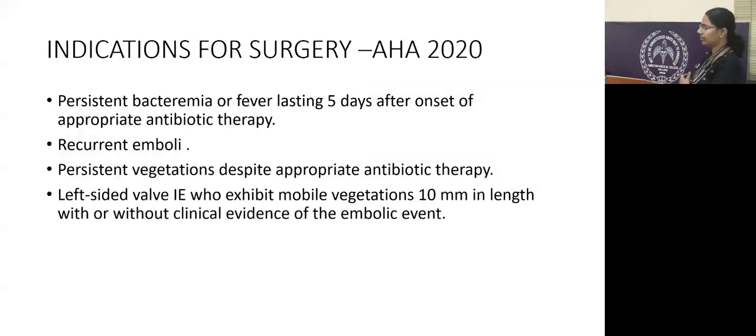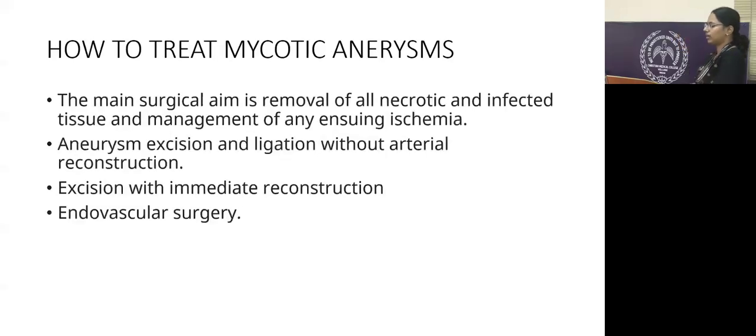According to the AHA guidelines, 2020, what are the indications for surgery in infective endocarditis? Persistent bacteremia or fever lasting 5 days after onset of appropriate antibiotic therapy, recurrent emboli, persistent vegetation despite appropriate antibiotic therapy, and left-sided valve infective endocarditis with mobile vegetation of 10 mm or more in length without clinical evidence of an embolic event. So how do we treat a mycotic aneurysm?